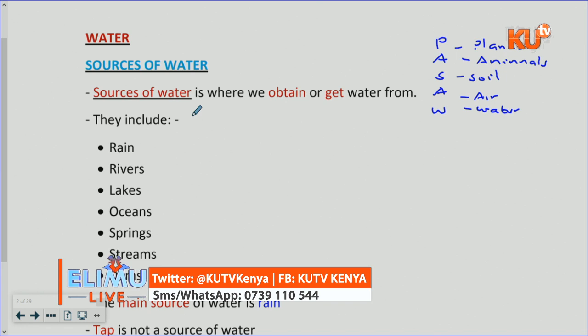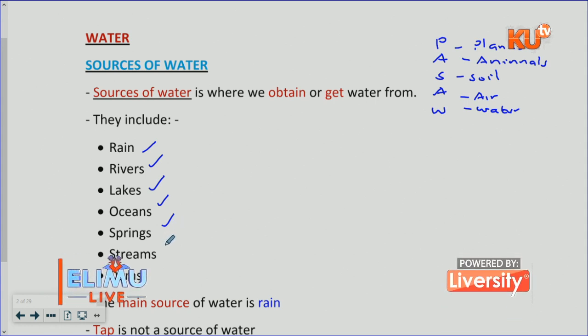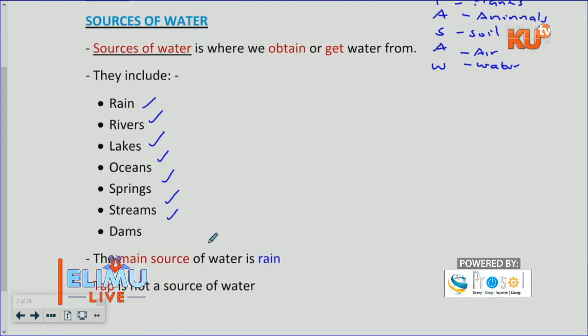So the main sources of water, 1, we have got rain. 2, we have got rivers. 3, we have lakes. 4, we have oceans. 5, springs. Springs are mostly found in rural areas where they just go and fetch there. It is a natural one. And then you have got streams. We have got dams. Dam is a source of water. There is something here called a borehole. It is still a source of water, although I did not add it there.